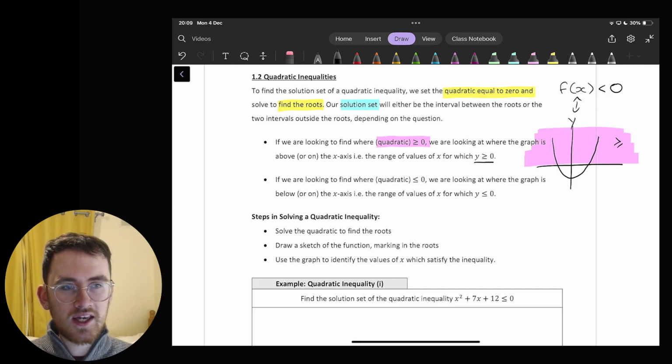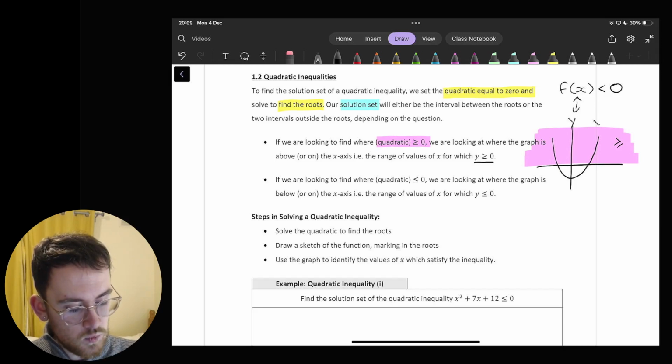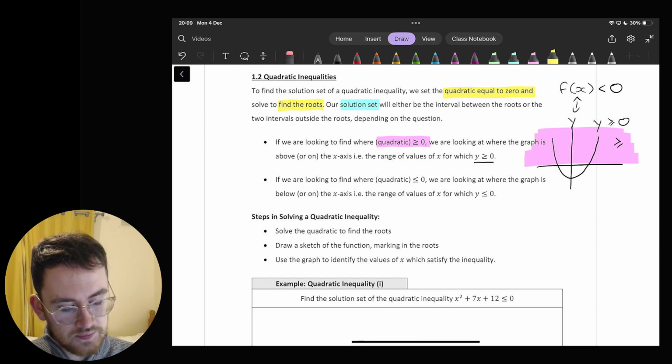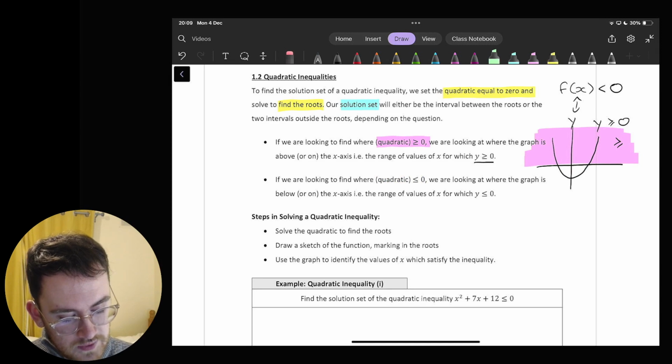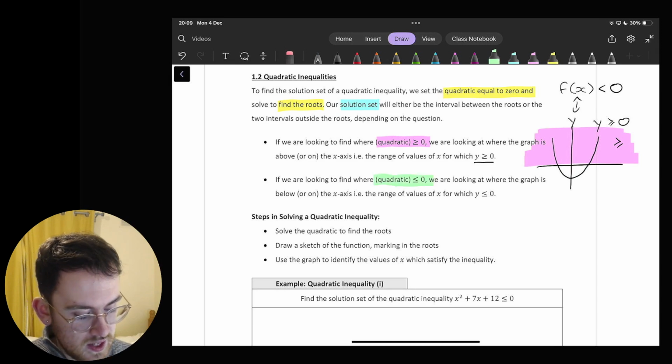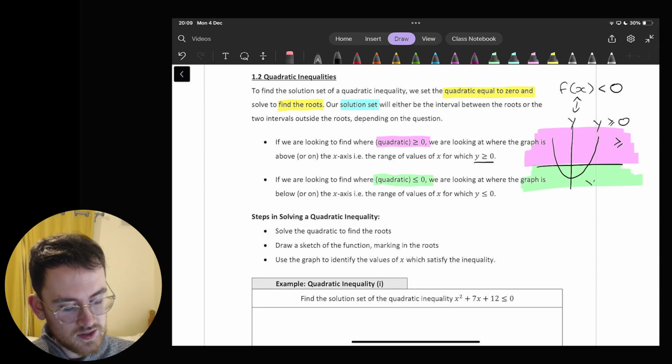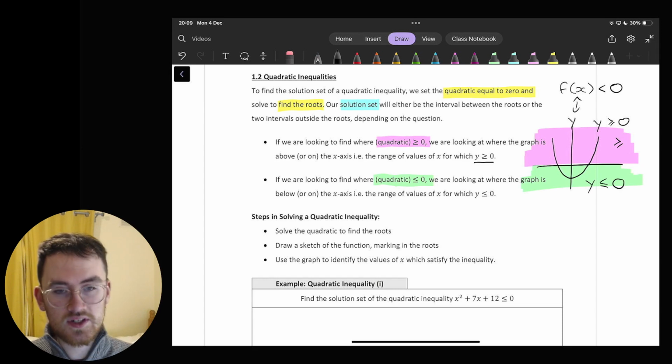So really I'm looking here at, for this one, where is y greater than or equal to 0? So I'm looking at that pink section there. If I'm asked then where's the quadratic less than, and maybe I'll use a different color here, less than or equal to 0, then I'm looking in this bottom section here below the x-axis. So we're looking at where are the y values less than or equal to 0.